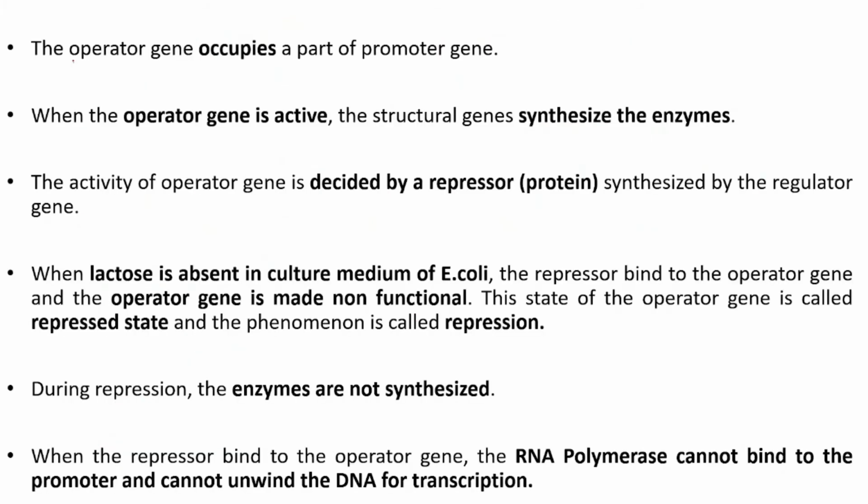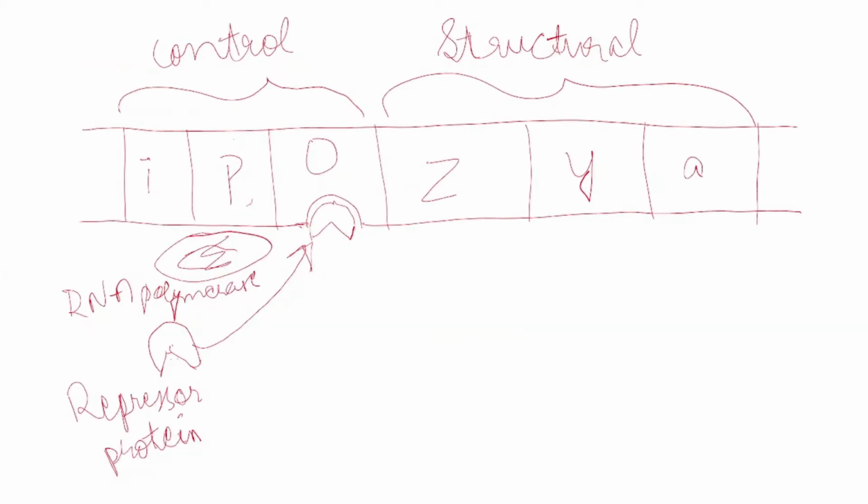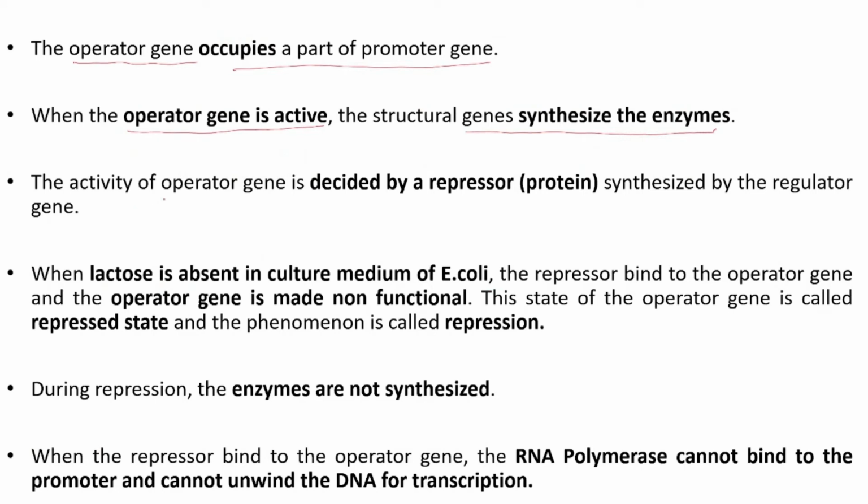The operator gene occupies a part of the promoter gene. When the operator gene is active, the structural genes synthesize enzymes. Here it is in an inactive state because the repressor protein is bound at the operator region. It is active only when the repressor protein is not bound at the operator region. So the activity of the operator gene is decided by a repressor protein which is synthesized by the regulator gene.